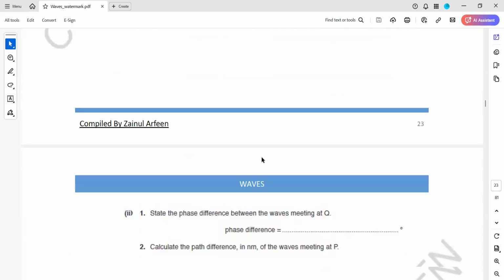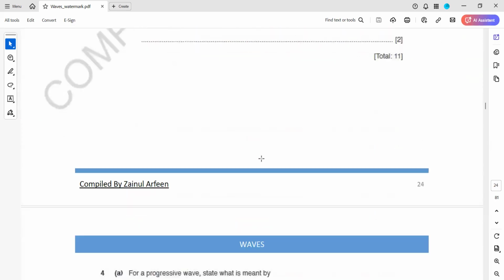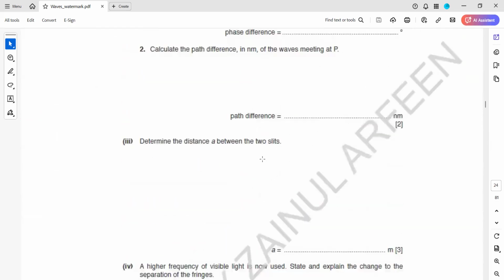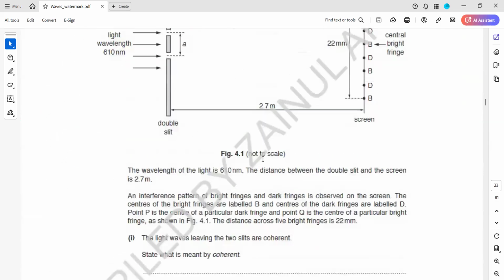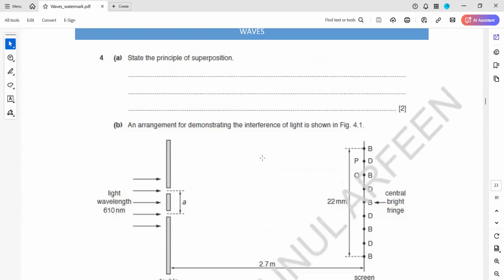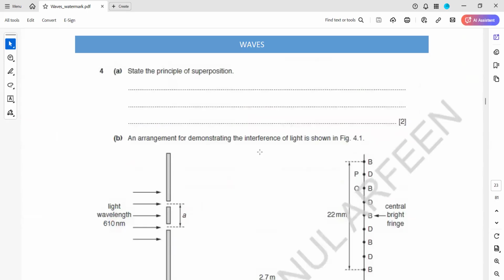Then we have the principle of superposition. The two waves are combining. State the principle of superposition. It's the same repeated question. Try to learn the standard answer: when two progressive waves meet at a point, the resultant displacement is the sum of the individual displacements, or the algebraic sum of the two waves.